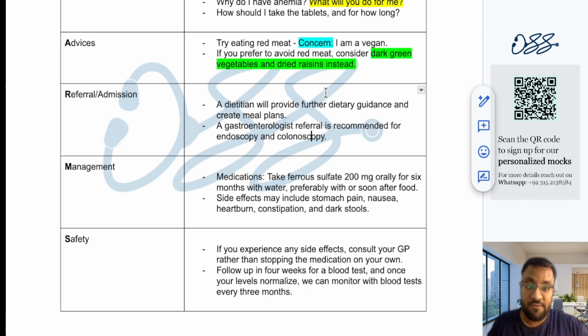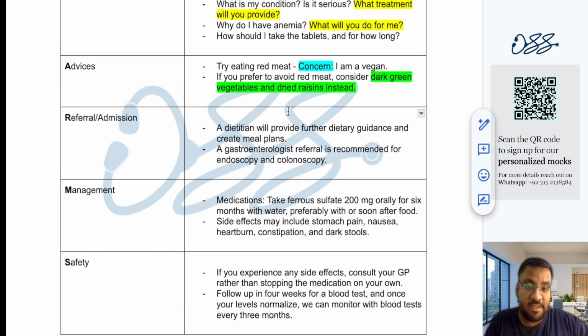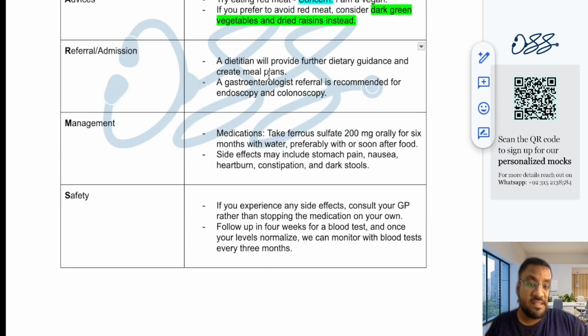It's not always about imposing your ideas on a patient. Counseling is not about that. Counseling is trying to reach a middle ground, making sure that the patient is also comfortable and agrees on following your advice. If they ask, doctor, what else can you do for me, you can make some reference that a dietitian will further provide you dietary guidelines in a much better way.